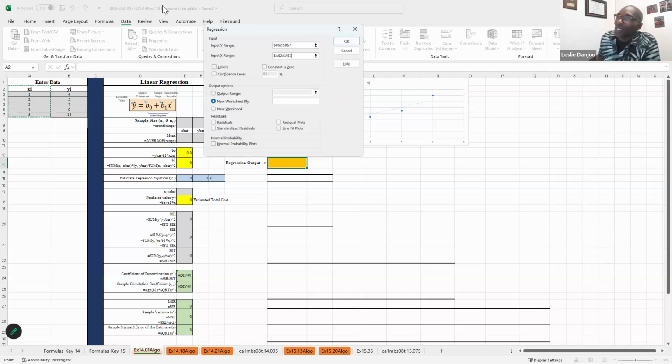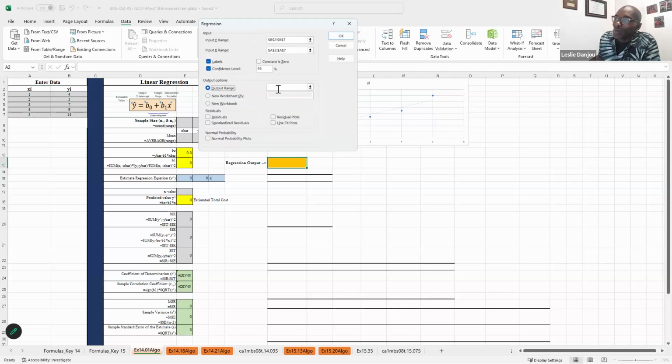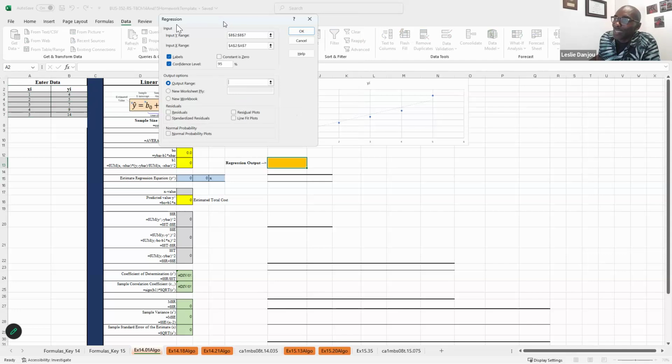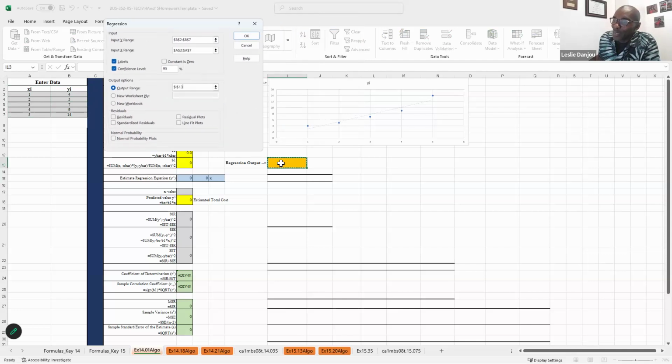Make sure that you select labels and confidence level, and we're going to throw this output right at this orange box right here. All right. And that is it. For all the rest of the stuff, you guys can mess around with this on your own, but this is all that we'll need for our class.